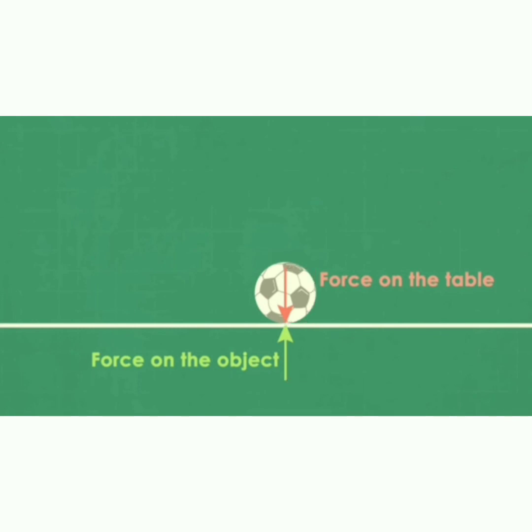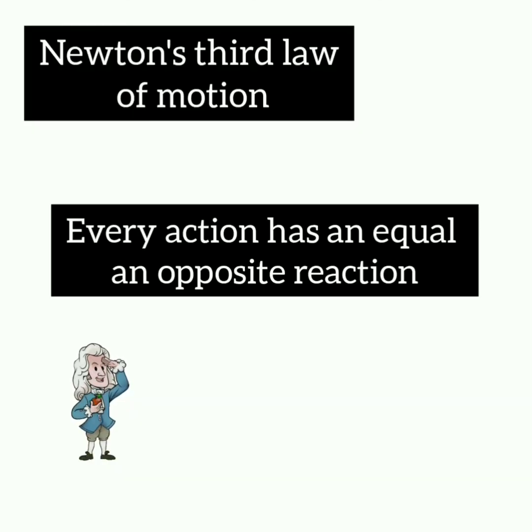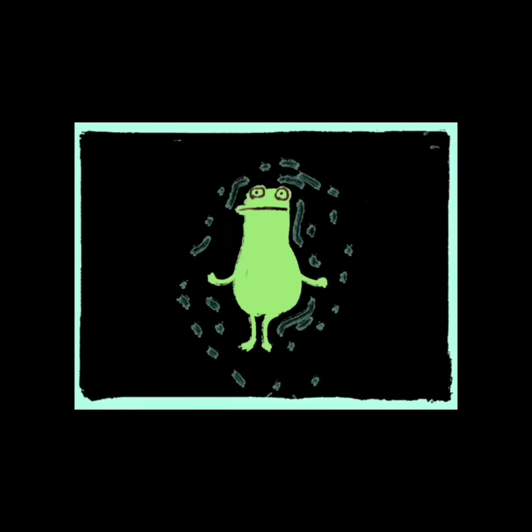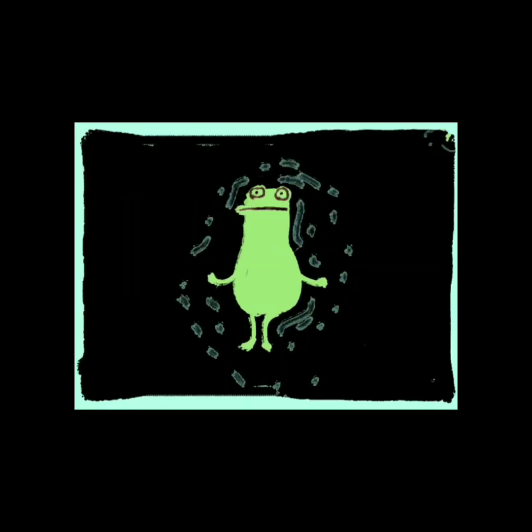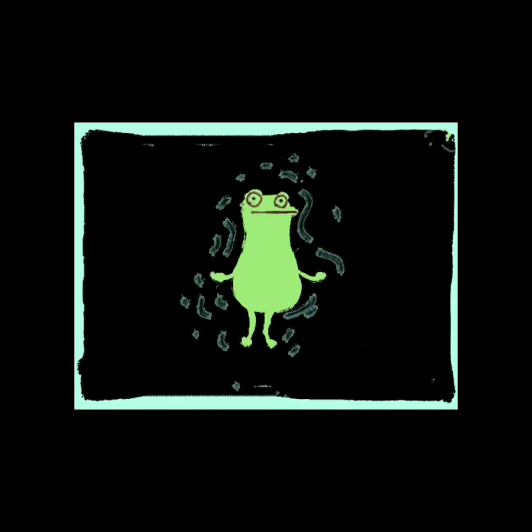These forces are called action and reaction forces. The force exerted by the object on the table is the action force, and the force exerted by the table on the object is the reaction force. So Newton's third law of motion is every action has an equal and opposite reaction. For example, when a frog is swimming, it pushes the water back and the water pushes its body forward.